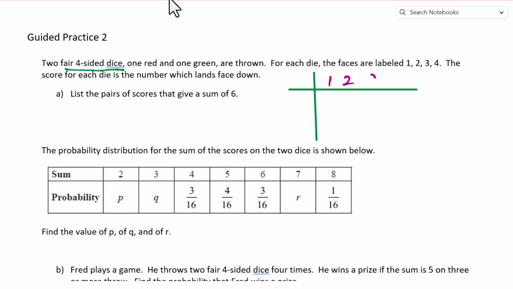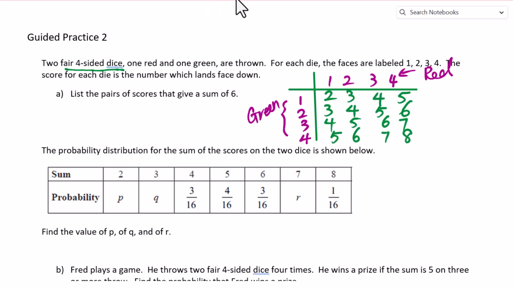1, 2, 3, 4. 1, 2, 3, 4. This is green. This is red. Let's add these numbers together. Altogether, we have 16 outcomes. For sum 6, we have 3: 4 and 2, 3 and 3, 2 and 4.